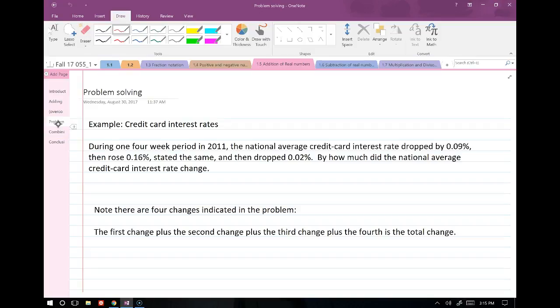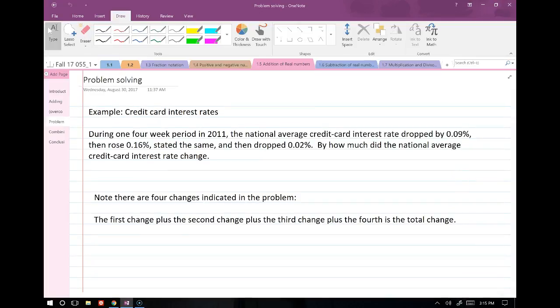Okay, so what does this look like when we're doing word problems? Well, when we have strings of additions and subtractions, it really is just lining them up in a row. It's not super complicated. So for this example, during one 4-week period in 2011, the national credit card interest rate dropped by 0.09%, then rose by 0.16%, then stayed the same, I should say stayed, not stated, then dropped by 0.02%. By how much did the national credit card interest rate change?